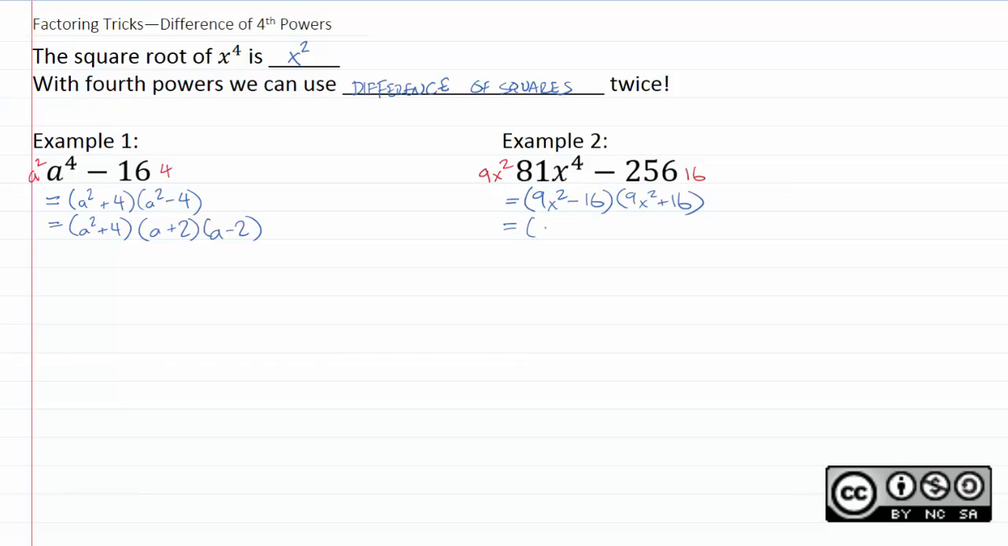So again, I'll just write the sum, and then I'll factor the difference of squares into 3x plus 4 times 3x minus 4. And that's it. Just remember, don't factor the sum of two squares, do factor the difference of two squares.